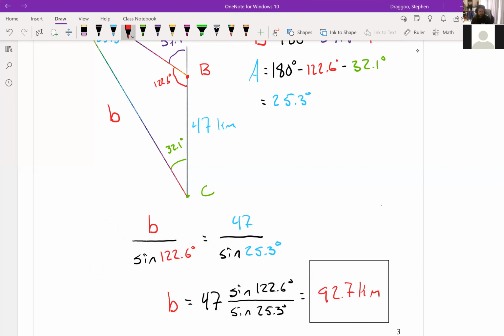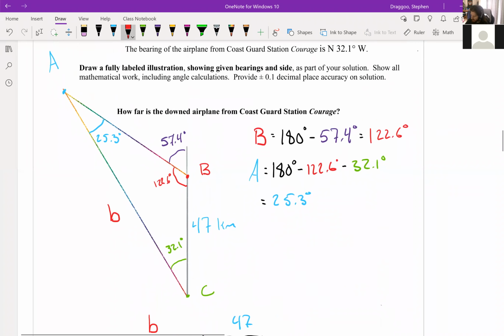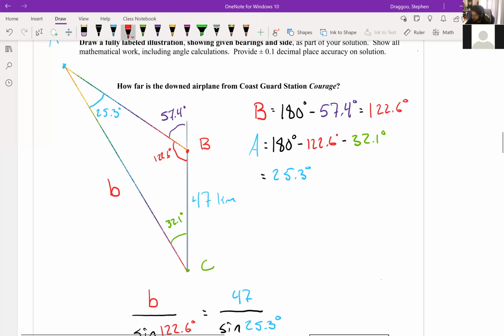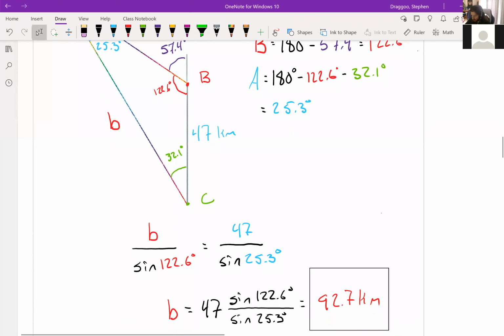Cool. 92.7 kilometers. Let's just make sure we got the, yeah, we only needed accuracy out to the tenth place. Not that it matters on a multiple choice exam, because all the answers will already have their accuracy predetermined, but we might as well follow the instructions given.